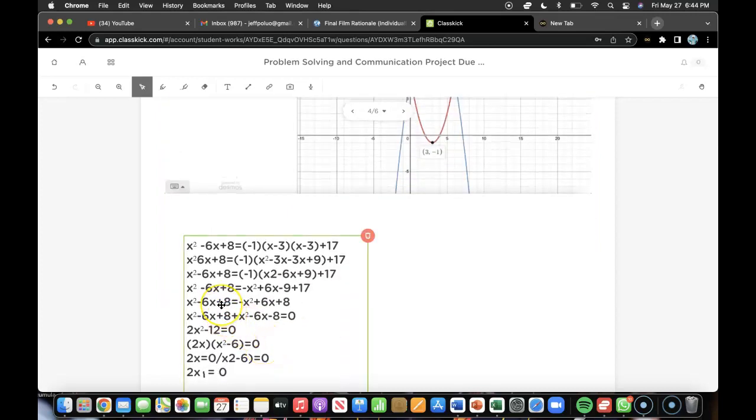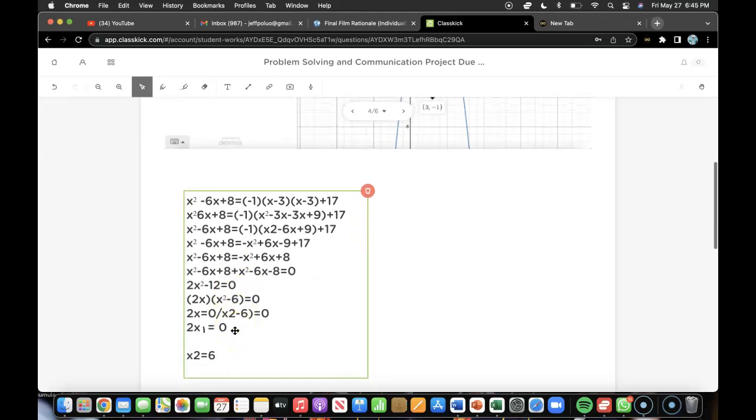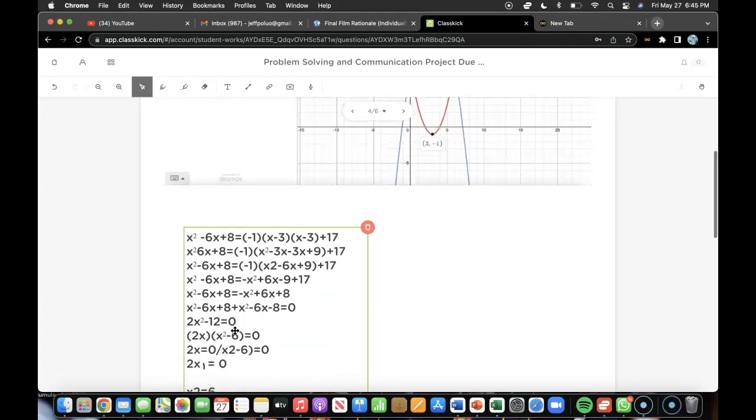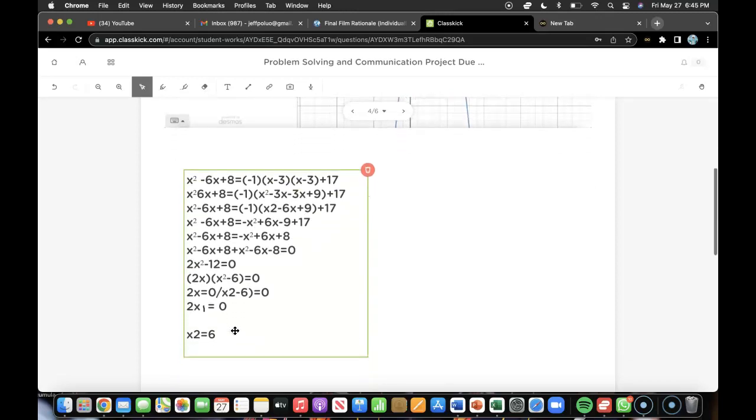So then I solved it, and the final answer is x1 gave me 0 and x2 gave me 6. So I went ahead and replaced it in the graph so we can have the right answer.